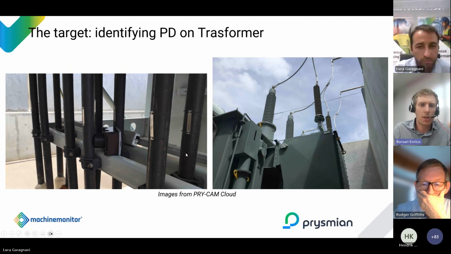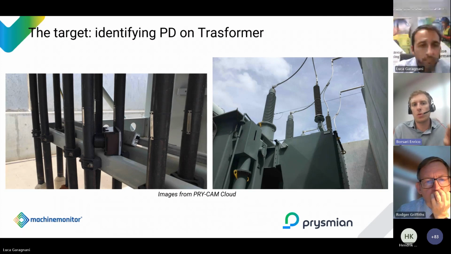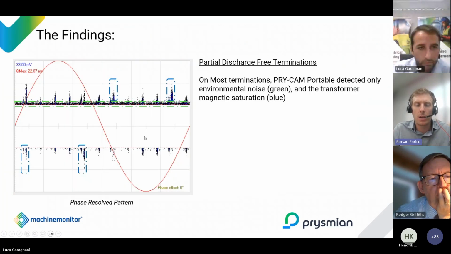As you can see, on the secondary side, we have 22 kilovolt terminations. I believe we had a total of 12 of them. And the way we perform the measurement in that case is exactly the same as before. So cable after cable, we would put the device next to the termination, and we would try to get signal out of it.